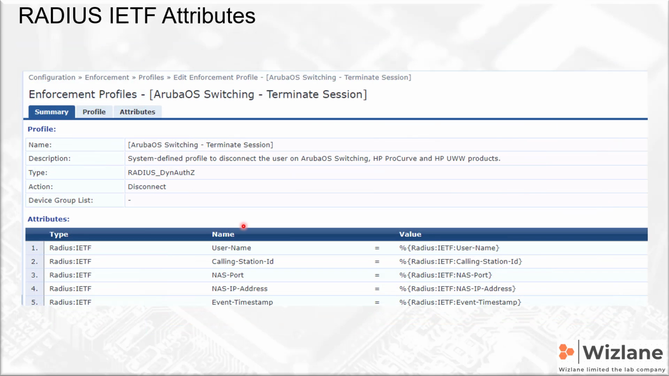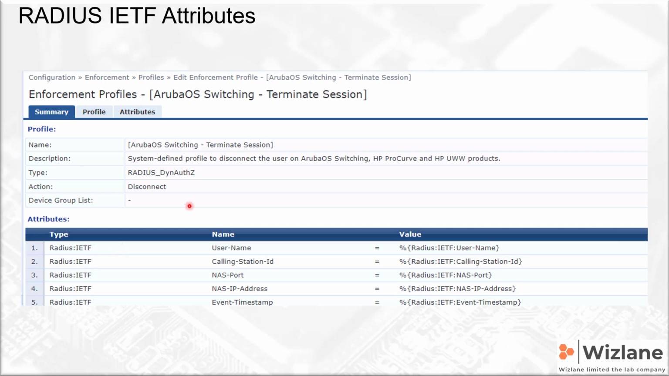On the other hand, there's something called IETF. Now, IETF are generic attributes that are sent. Like in this case, I would like to show you an Aruba switching terminate session IETF, and these are the list of things that can be sent to the switch to perform certain tasks. Notice these are RADIUS IETF.